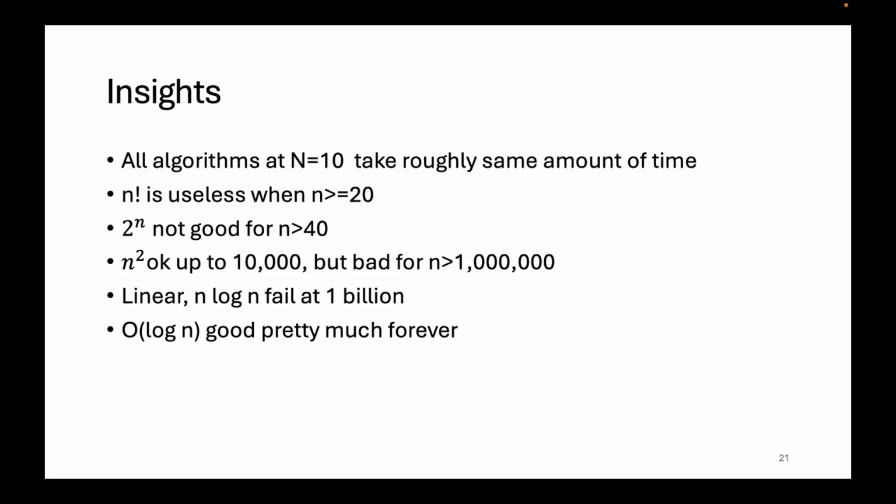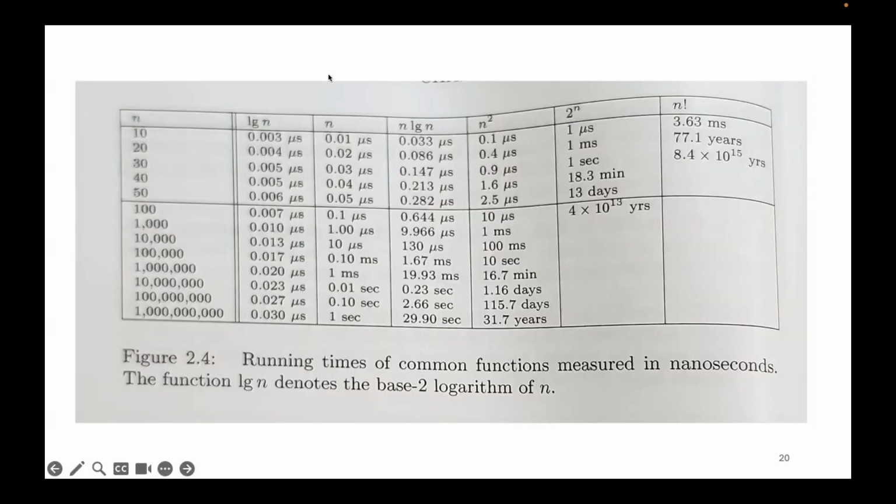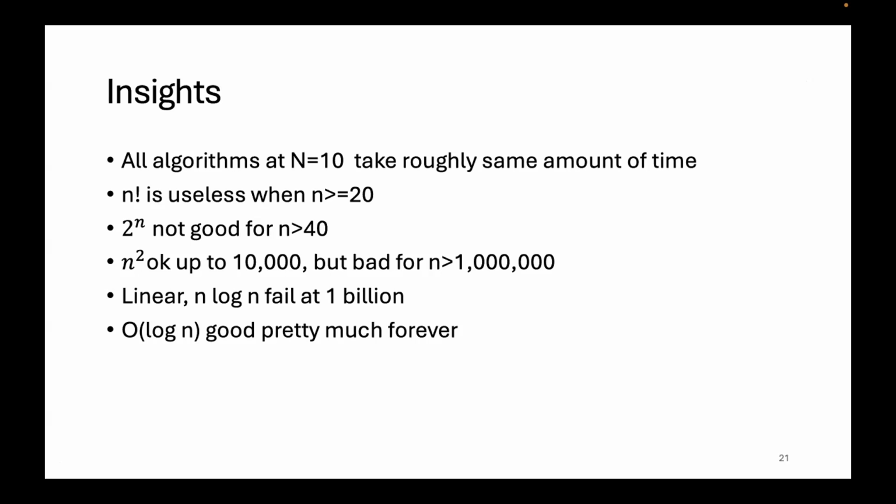Some insights from here. Additionally, all algorithms at n equals 10 take roughly the same amount of time. So they take roughly the same amount of time, very quickly. Even if you go up to 20, the first 5 still take around the same amount of time, but the last one certainly does not. N factorial is useless when n is greater than or equal to 20.